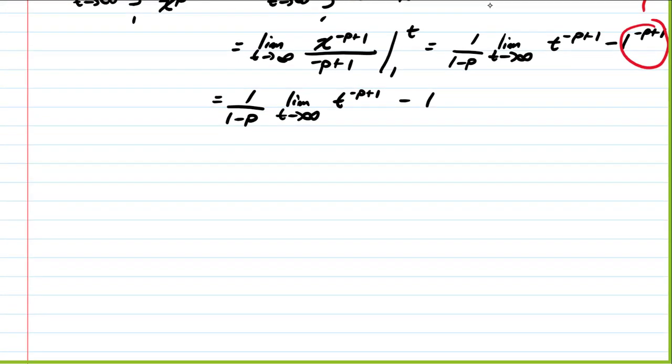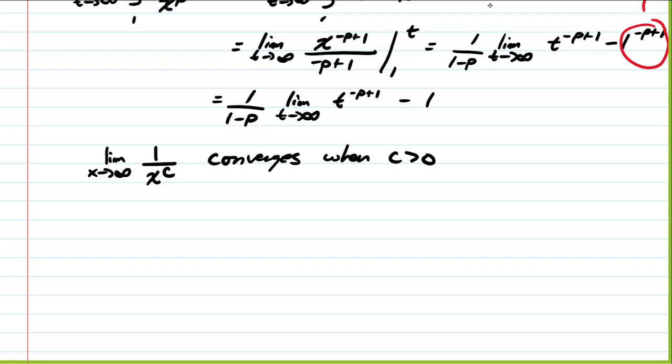So from Calc 1, we know that the limit as x goes to infinity of 1 over x to the c converges when c is bigger than 0. So what this tells us is that it has to be in the denominator and bigger than 0. Well, ours isn't in the denominator. So to move an exponent from the numerator to denominator, what has to be true about it? It has to be what? Yeah, it has to be negative, right? Because if I have x to the negative 3, what is that the same as? 1 over x cubed, where 3 is a positive number, right?